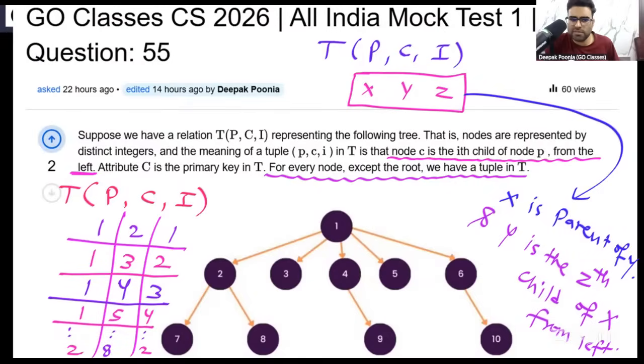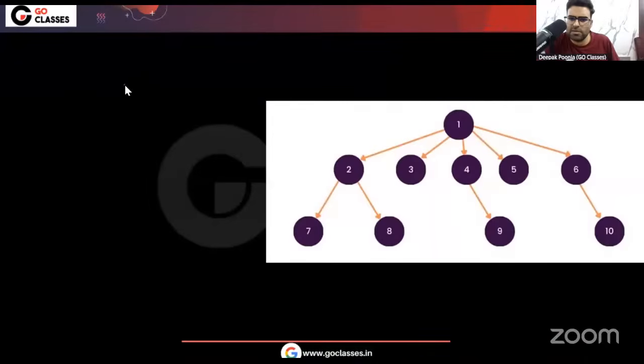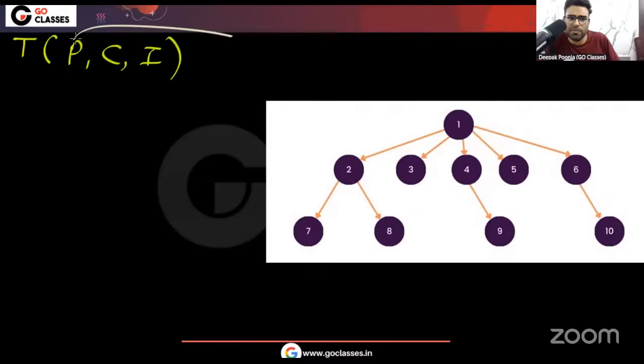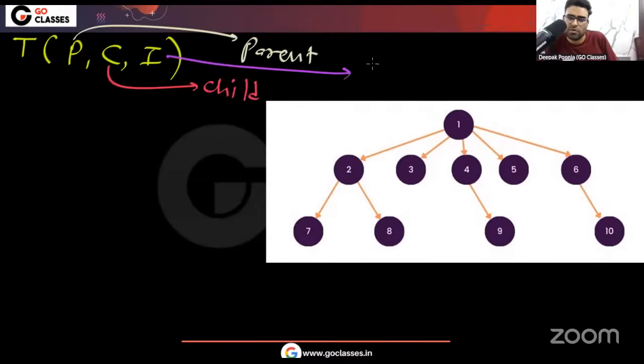Is this point clear? Did you understand the table? You don't have to write the table, but did you understand it? In this table, tell me how many entries will be there? We have this table P, C, I. P represents parent, C for child, and I for which child.